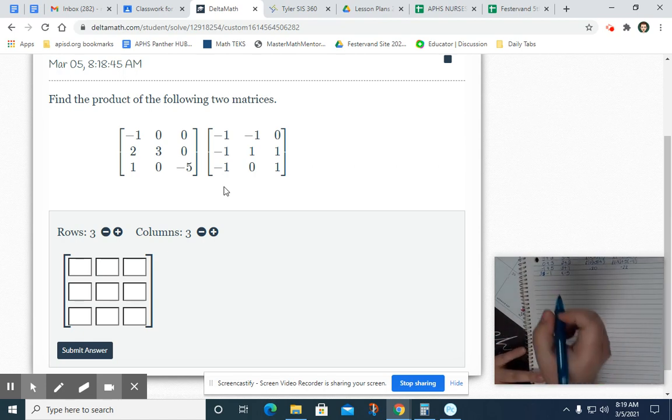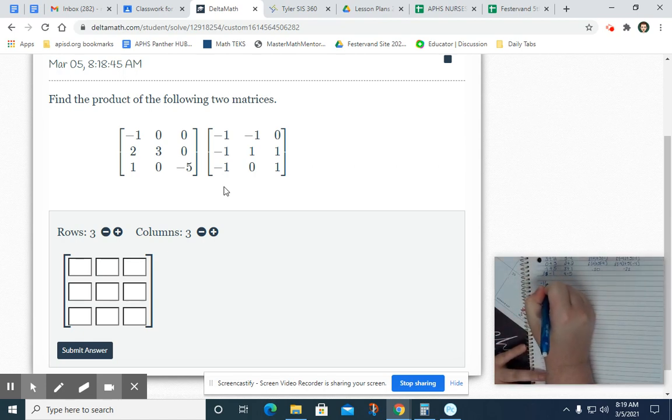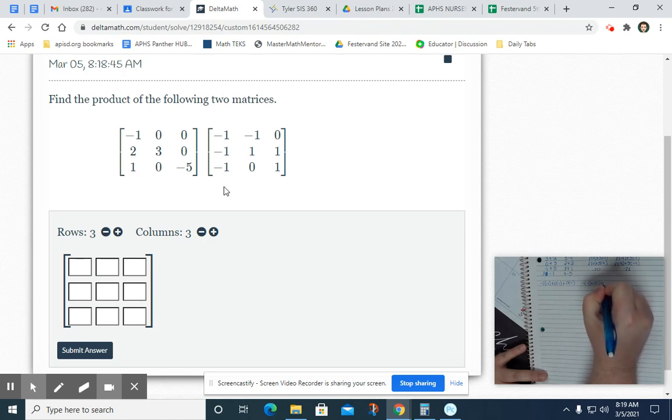So we're going to have negative 1 times negative 1 plus 0 times negative 1 plus 0 times negative 1. And then I'm going to have negative 1 times negative 1 plus 0 times 1 plus 0 times 1. Then there's going to be negative 1 times 0 plus 0 times 1 plus 0 times 1. So my first row is going to be 1, 1, 0.